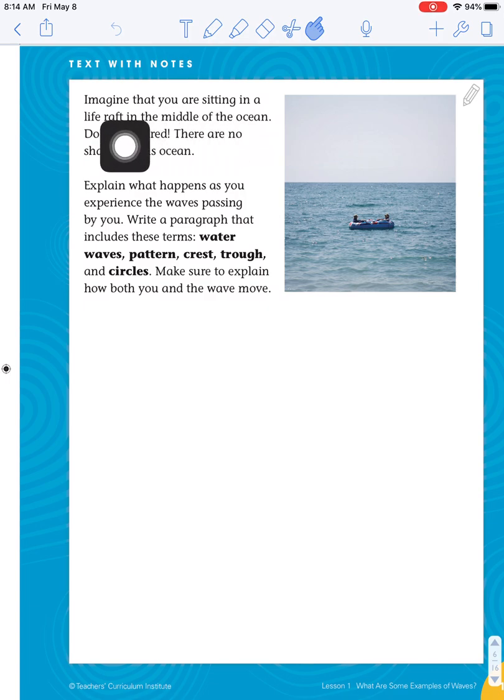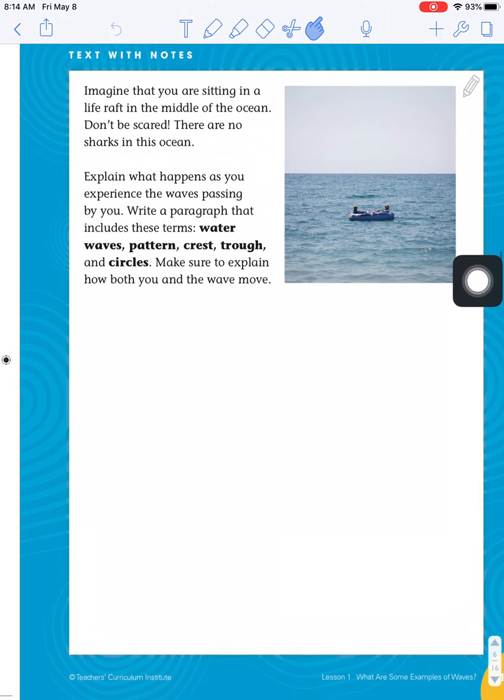Imagine that you are sitting in a little raft in the middle of the ocean. Don't be scared. There are no sharks in this ocean. Explain what happens as you experience the waves passing by you. Write a paragraph that includes these terms: water waves, pattern, crest, trough, and circles. Make sure to explain how both you and the wave move. So here's you sitting in a raft in the middle of the ocean.